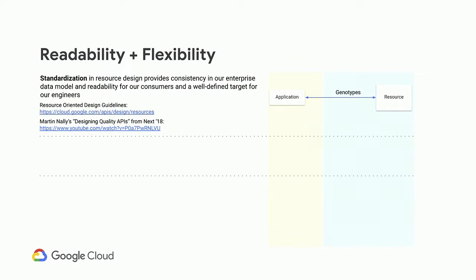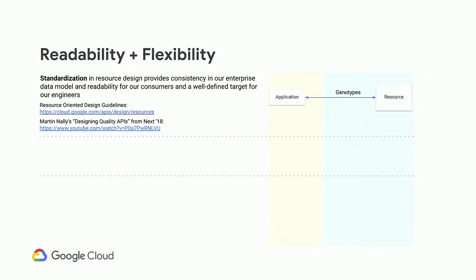So let's start with standardization, right? We want those components to easily be swapped in and out, but we want their purpose to be obvious. That comes back to readability and flexibility. Those two things. So let's start with readability.